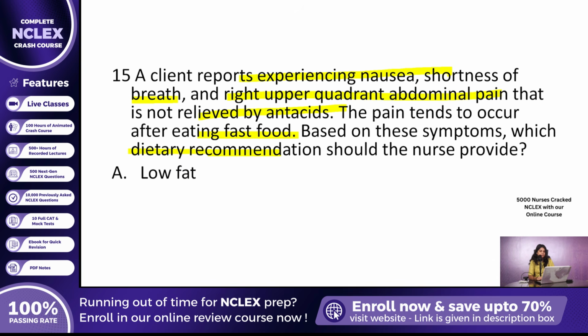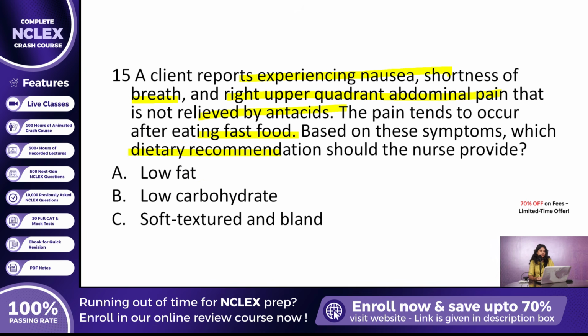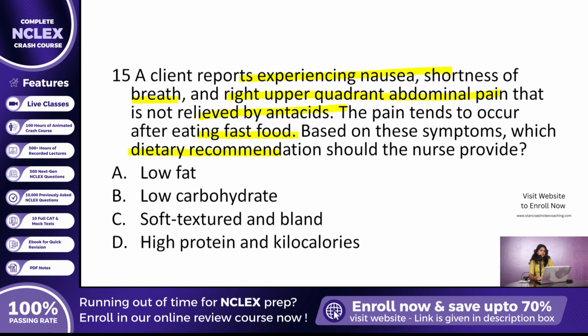Option A, low fat. B, low carbohydrate. C, soft textured and bland. D, high protein and kilocalories. The most appropriate and targeted advice is found in option A, low fat, which is the correct answer.